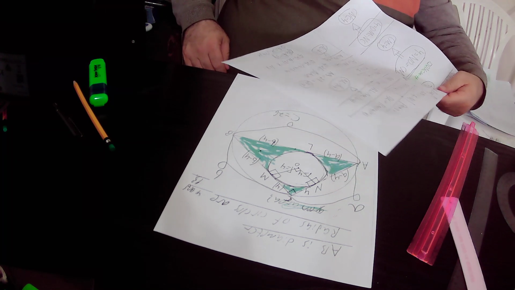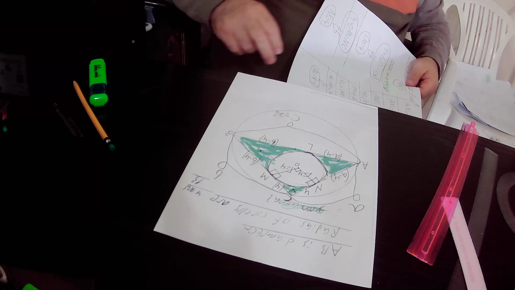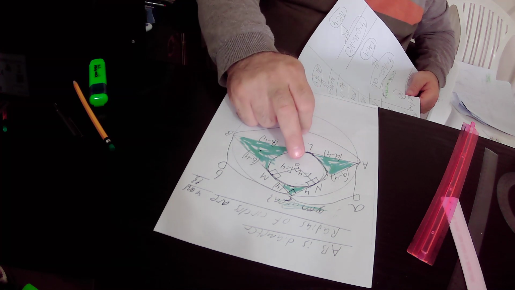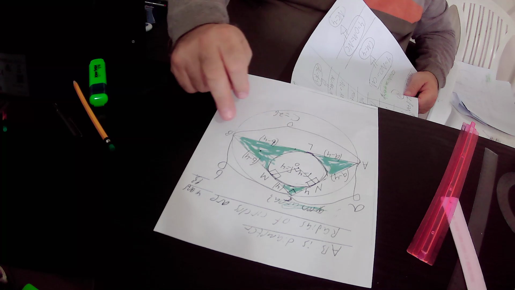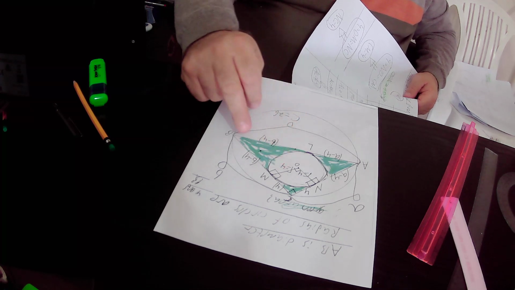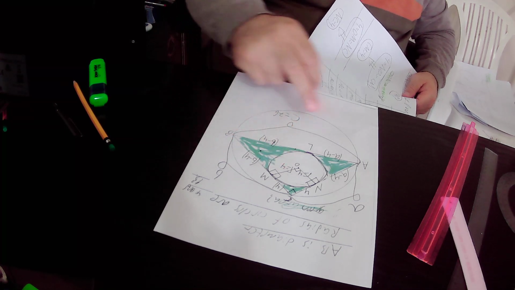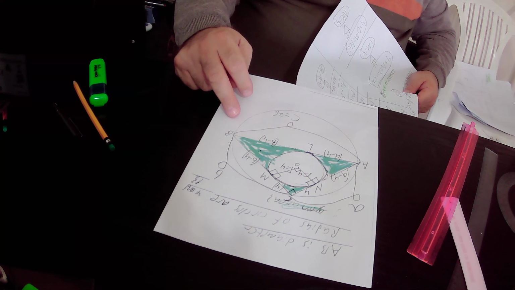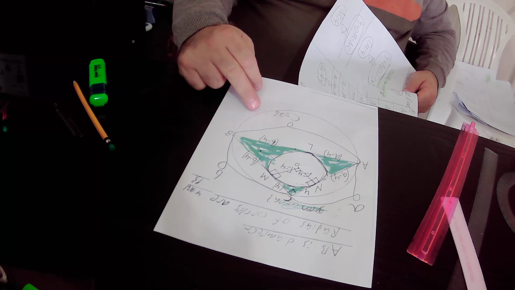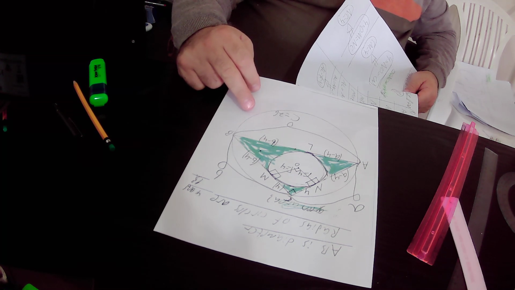Then we defined AC as A. We defined side CB of triangle ABC as B, and we defined side AB, that is the diameter of the big circle, as C. Okay?